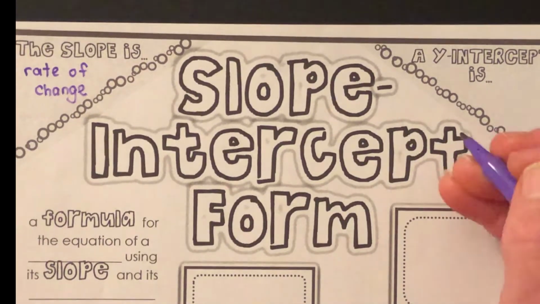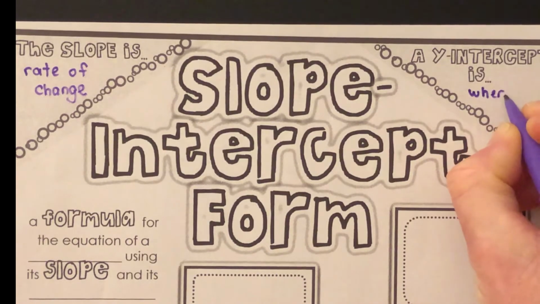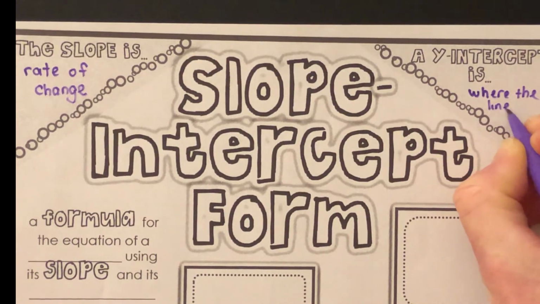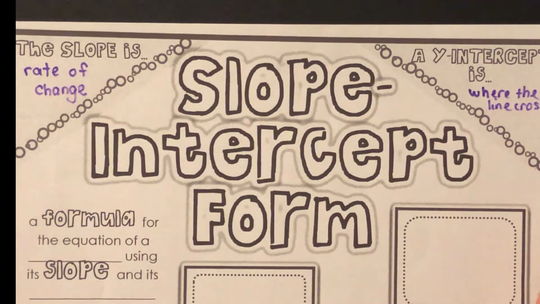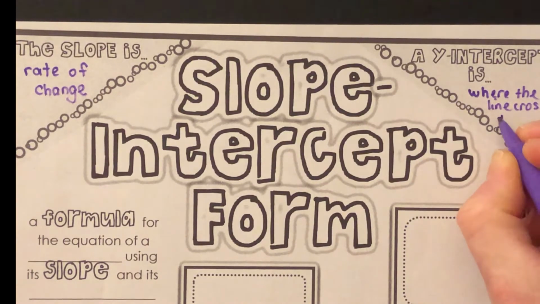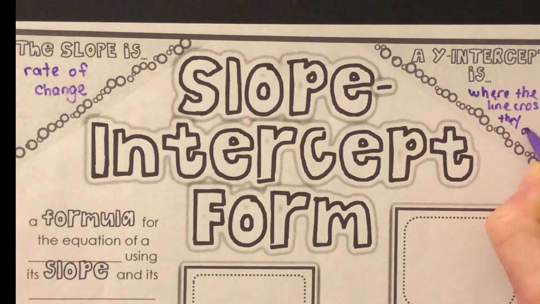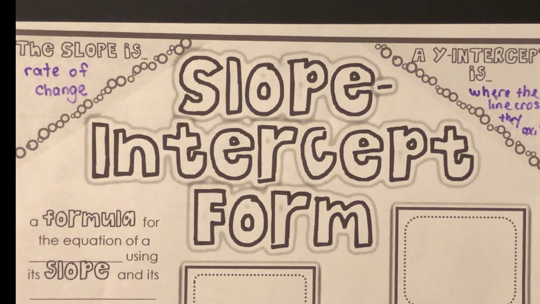Y-intercept is where the line crosses the y-axis. Yeah, that's a little bit on the messy side. It's hard to write with this marker. Sorry.